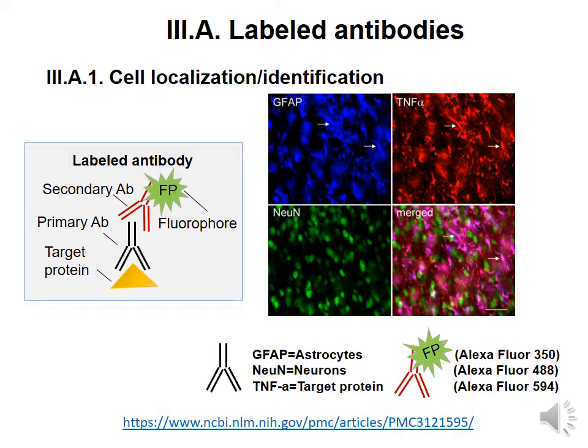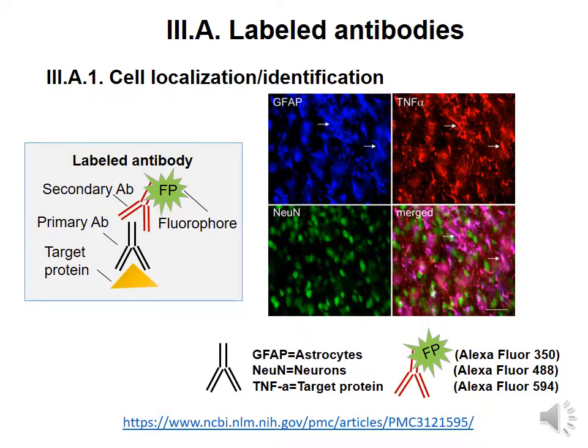One of the most common applications of fluorescence is the use of fluorescently labeled antibodies for protein localization or cell identification using immunofluorescence detection. Immunofluorescence uses secondary antibodies that are labeled with different fluorophores to detect a primary antibody for a specific target protein.